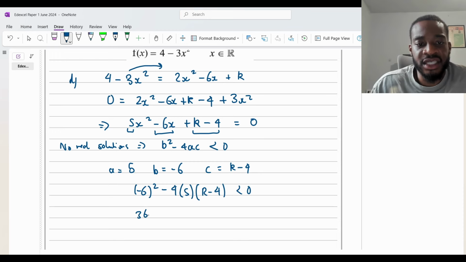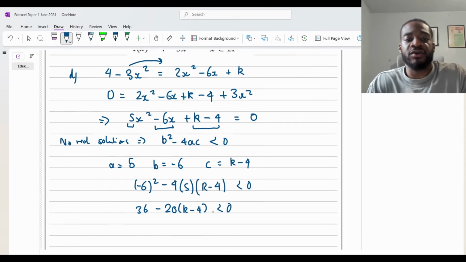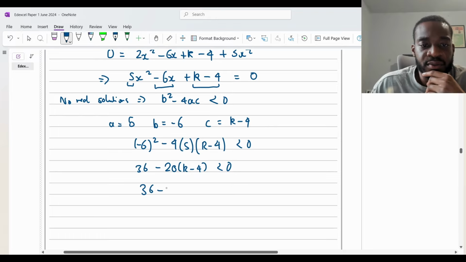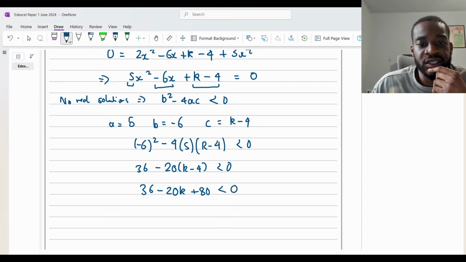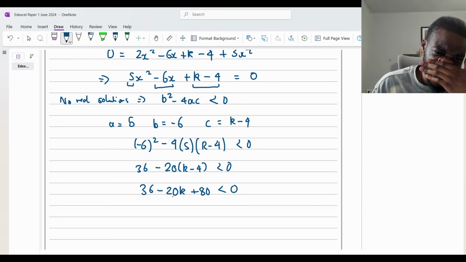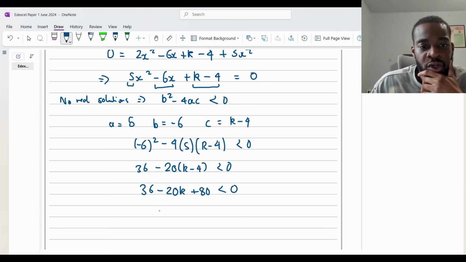So that's 36. 4 5s are 20. So if I expand that, that's going to be minus 20(k minus 4), less than 0. 36 minus 20k plus 80 is less than 0. So that must mean that 80 plus 36 is 116. Is that correct? Yes, 116. So minus 20k plus 116 is less than 0.